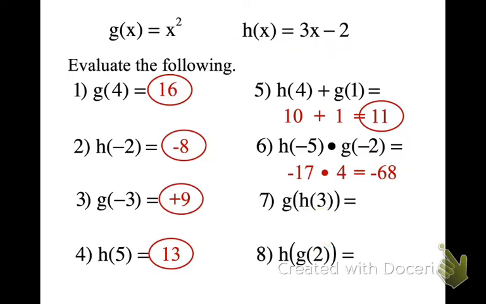Let's check our work. We work inside out. Oh, wow, I got the wrong thing. Oh, there we go. It was 3 times 3 minus the 2. I forgot to do that, so that's 7. And then the h of 3 is 7. And then I take 7 and I have to put it into the g function, so that would be 49. Okay, you try the next one, number 8.